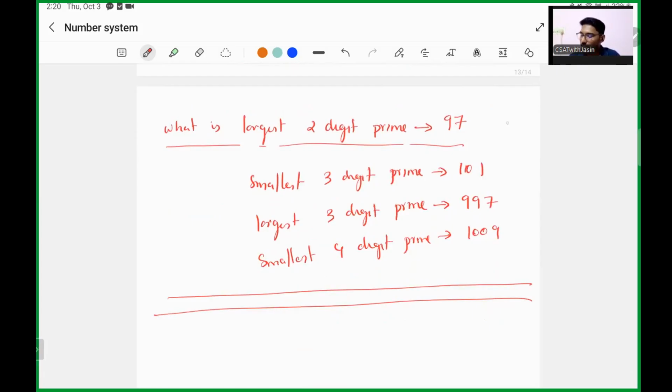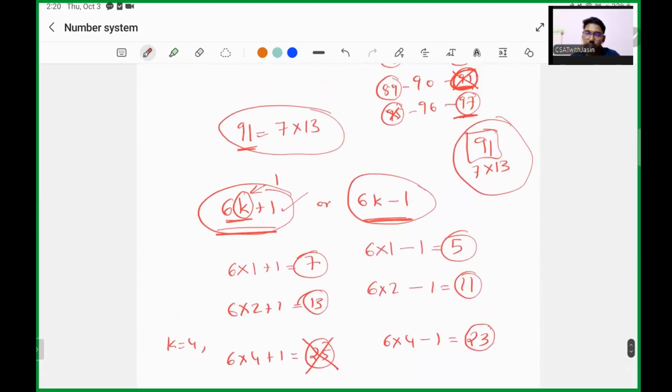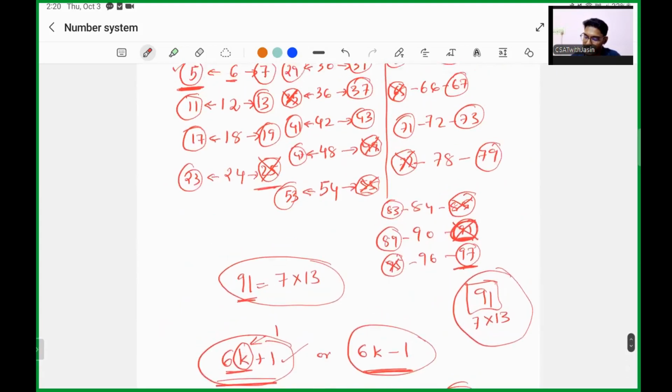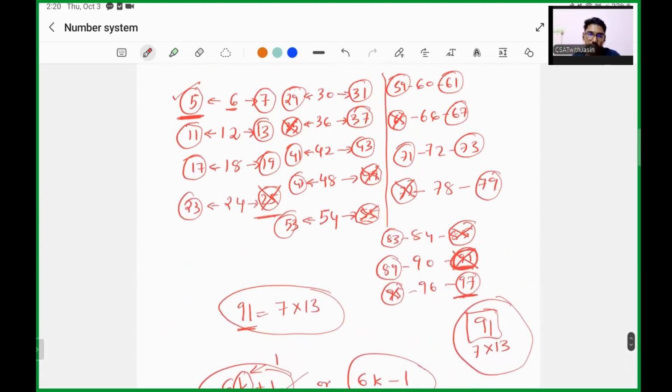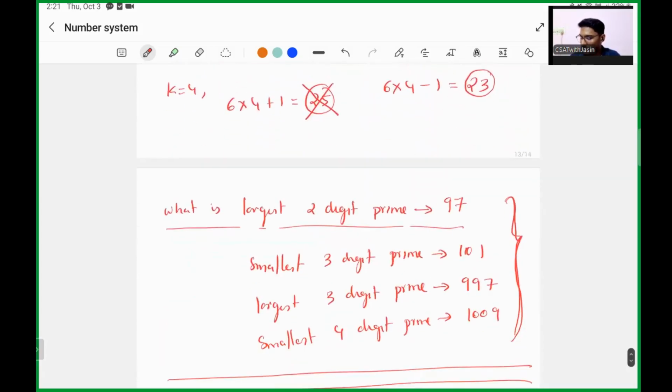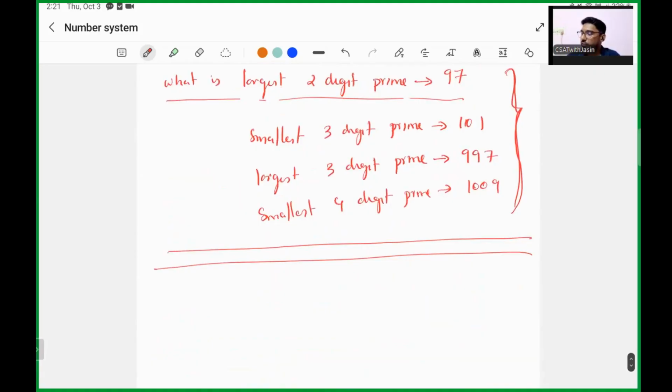These are important prime numbers, like the largest two-digit or smallest three-digit prime number. So you just learn these numbers and understand that these are prime numbers, and you also have to identify the prime numbers less than 100. I already told you a trick to identify the prime numbers less than 100. So is this okay with you, the concept of prime numbers and composite numbers?